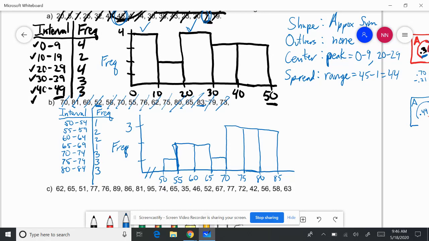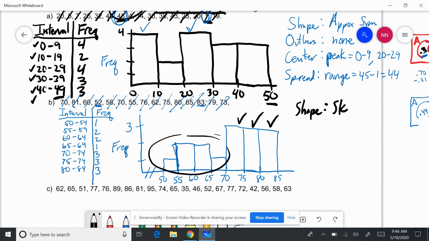I'm going to describe the distribution. So I'm going to start off with my shape. The peaks are right over here. Notice it's more spread out on the left-hand side, so we're going to say skewed left. Outliers would be none, because if you're looking at it, there's no gaps.